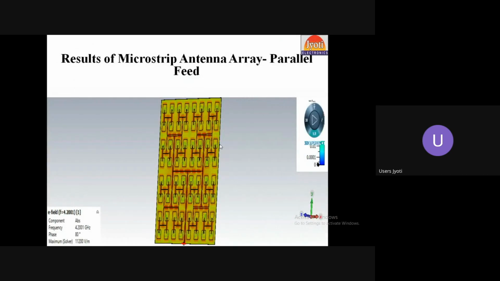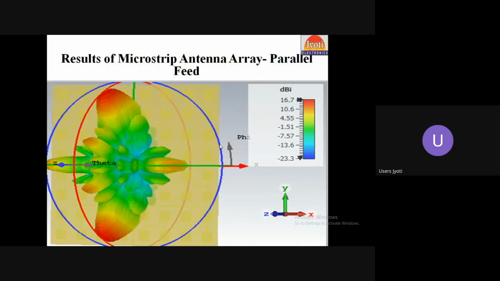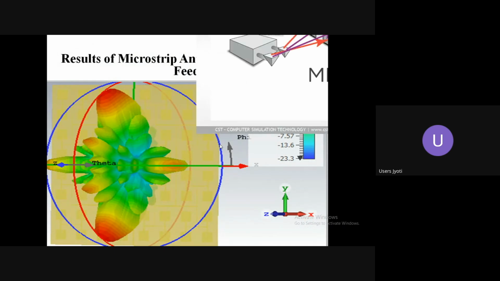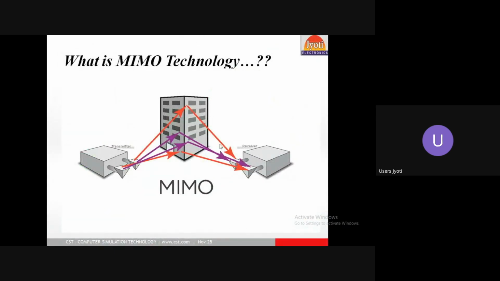Here is the S parameter, and you can see the electric field as well, how it will be resonating and how it will be varying with time. Also, you can see how the radiation pattern will be changed. MIMO antenna technology is also there. So this is the same as an array antenna, but it's a little bit different.